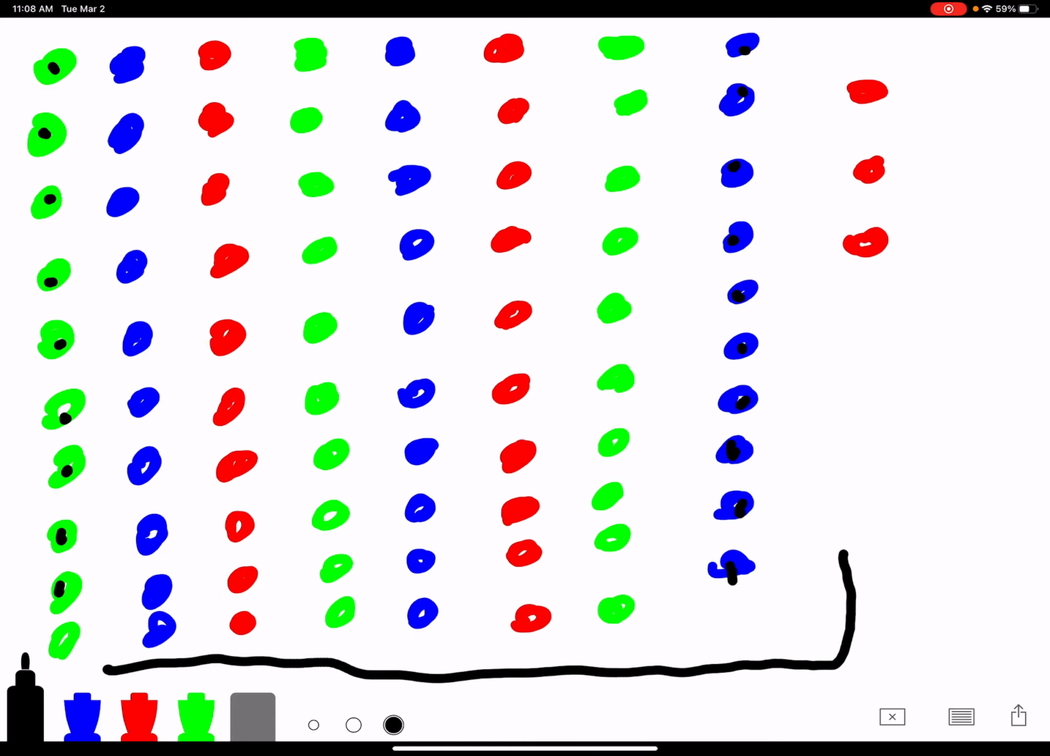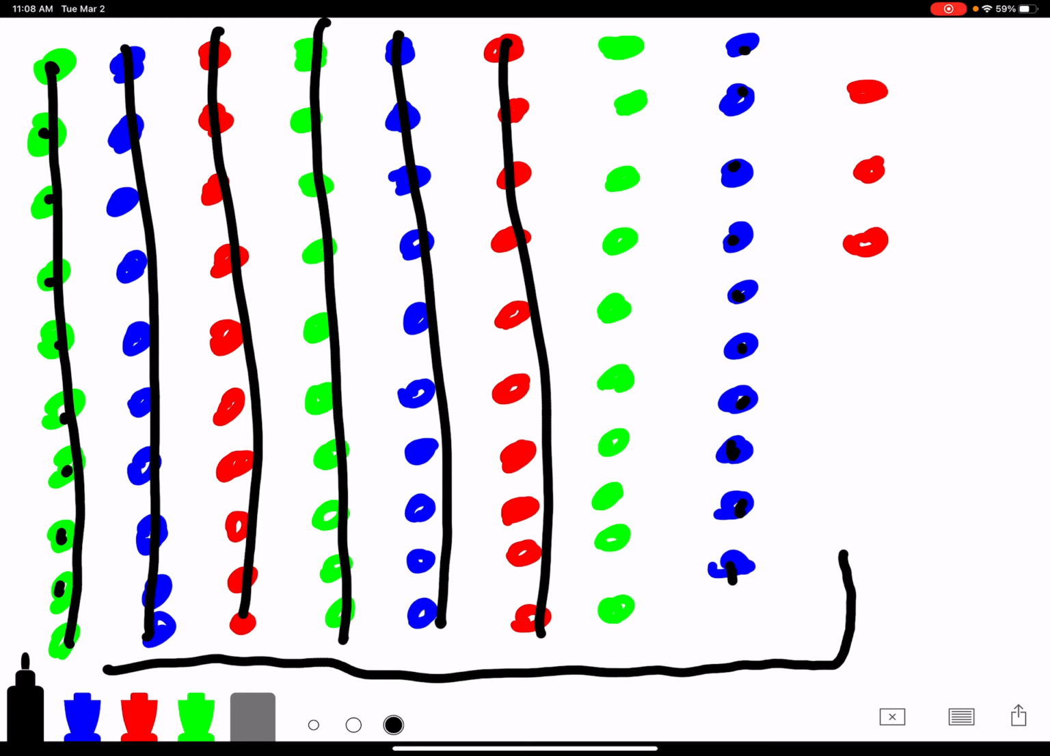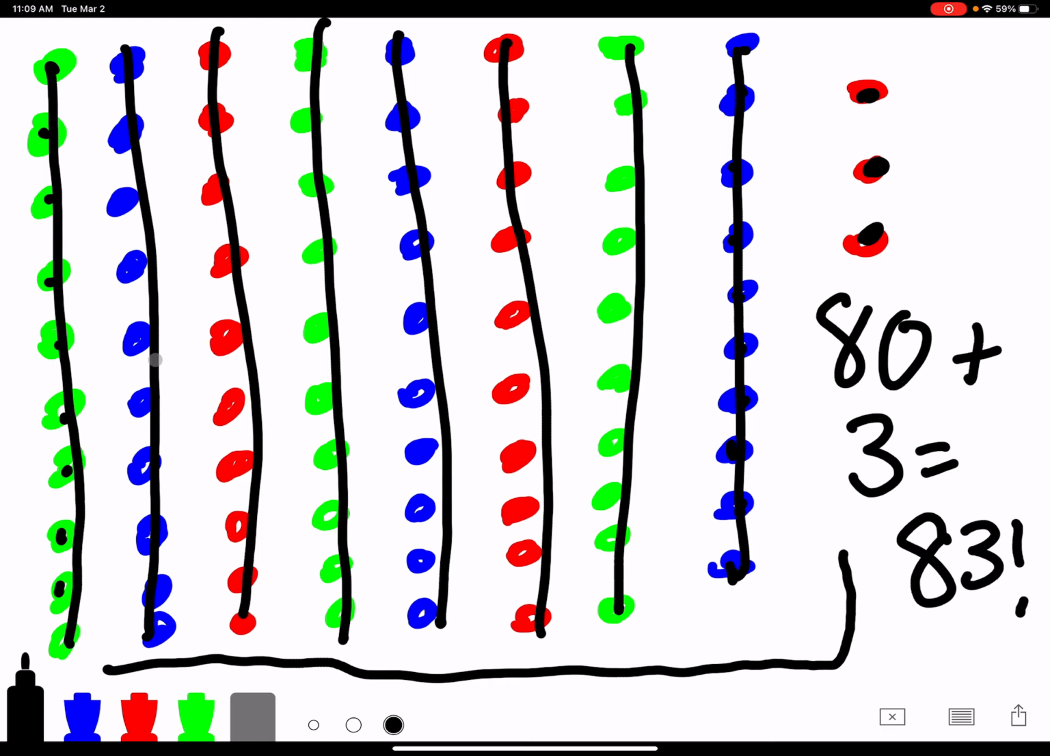So we have 10, 20, 30, 40, 50, 60, 70, 80. So we have 80. And then how many do we have left over? 81, 82, 83. So 80 plus 3 would be 83. And that's the total dots that we have on our screen.